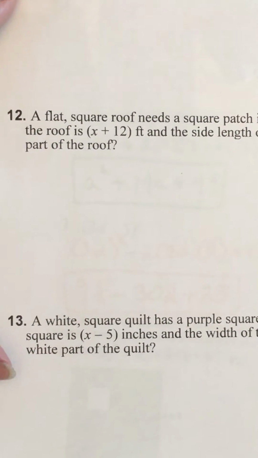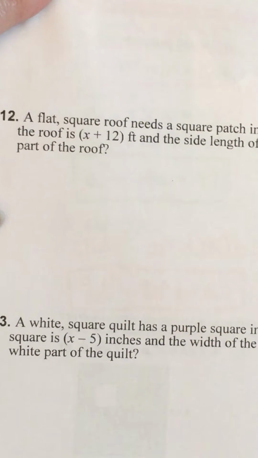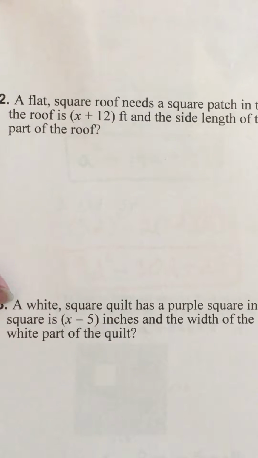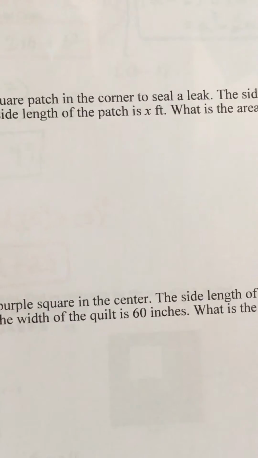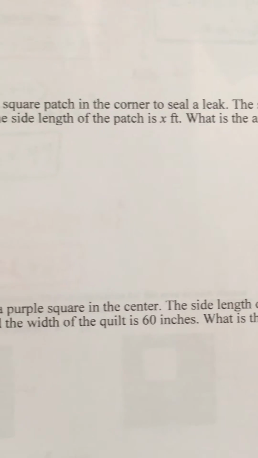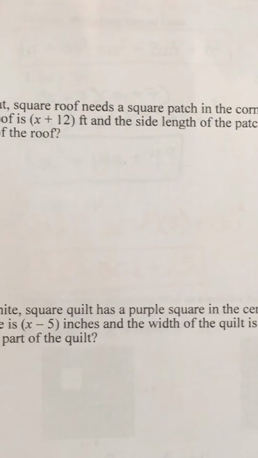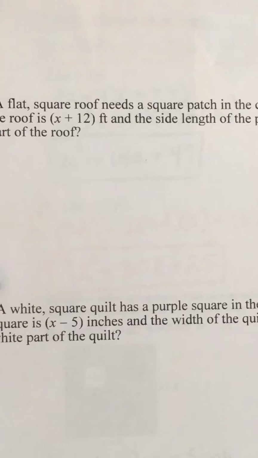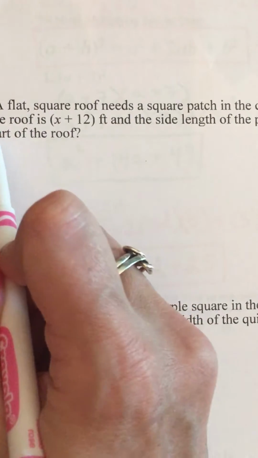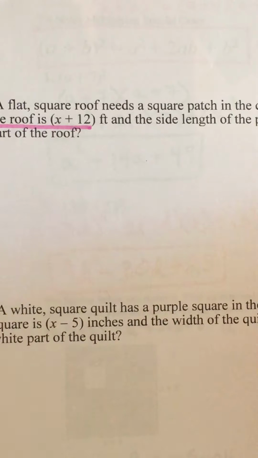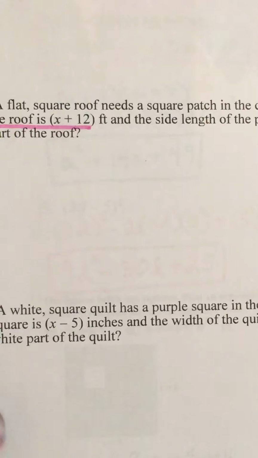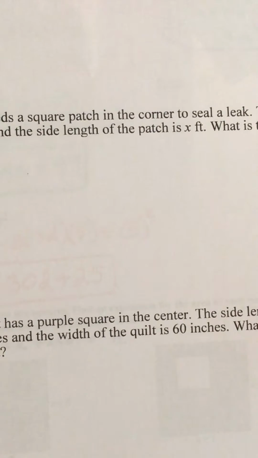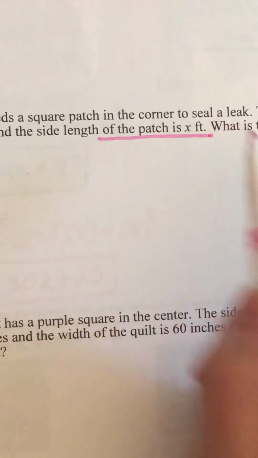Welcome back. Let's look at number 12 together. Word problems, your favorite, I know. A flat square roof needs a square patch in the corner to seal a leak. The side length of the roof is the quantity x + 12. I bet that's going to be important. Let's underline that part of the sentence. The side length of the roof is x + 12. And the side length of the patch, I bet that's important, is just x.